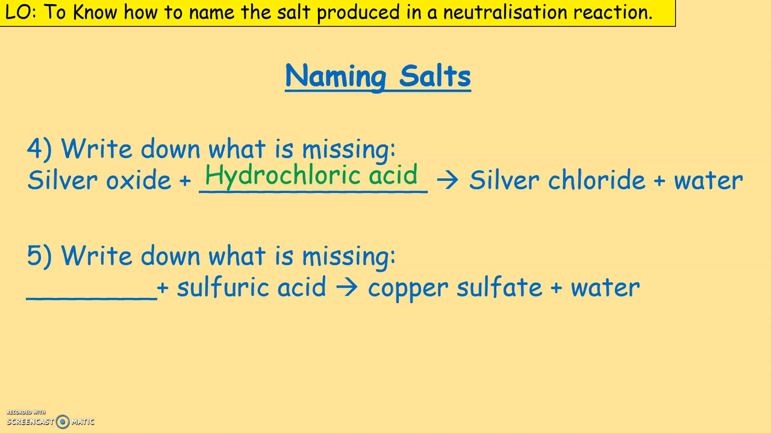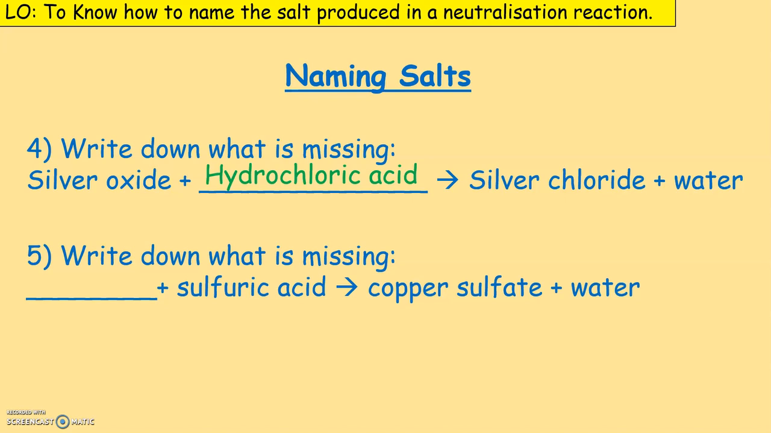In this case, I'm going to talk about that example again: silver oxide. Silver is the metal there. So for the name of the salt, the metal comes first, and then the second part of the name comes from the acid itself. So from this part here, we can see that something reacts with sulfuric acid and copper sulfate and water is our product.